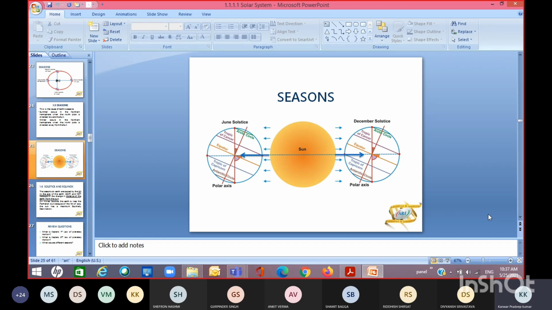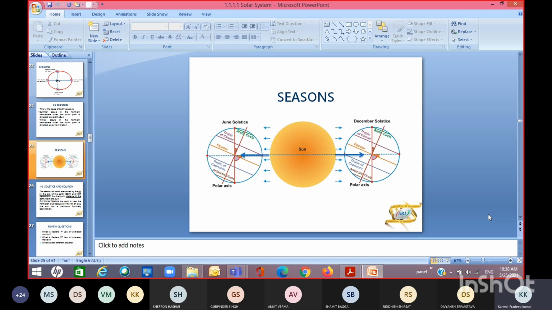Has any one of you been to those high latitudes in the summer or winter? Anyone been north of Norway, Iceland, those areas? Yes or no? No, sir. Yeah, so next time if you are going into the higher latitudes, just notice how the daylight behaves.